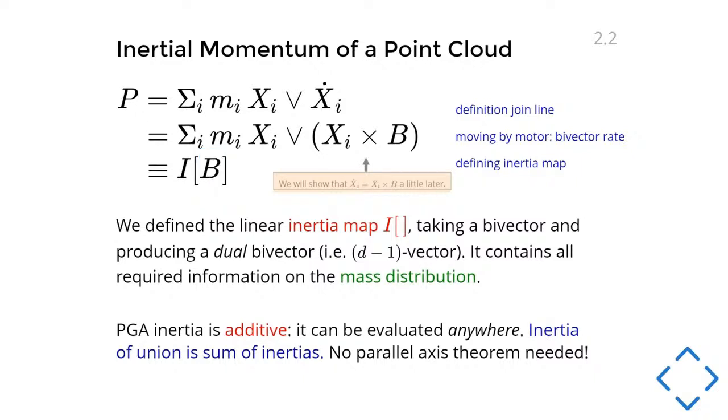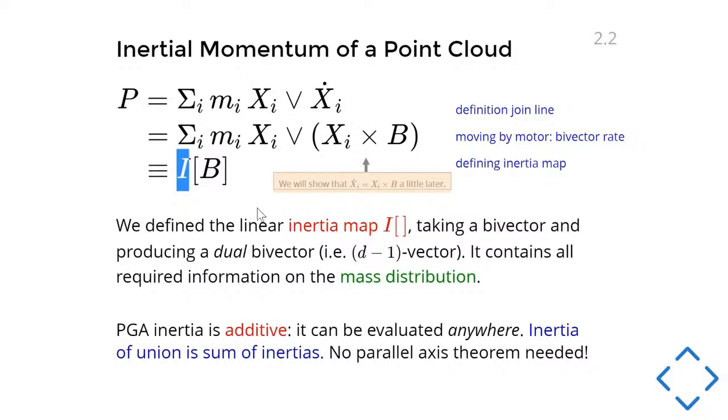So the masses and their distribution, as encoded in this formula, define a duality map in the algebraic sense. They map a rate, a velocity, to a momentum. Classically, I always thought of velocity and momentum as being the same kind of thing. That turns out not to be the handy way of thinking about it. This inertia is rather unusual in its properties.